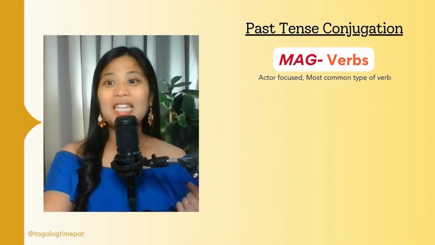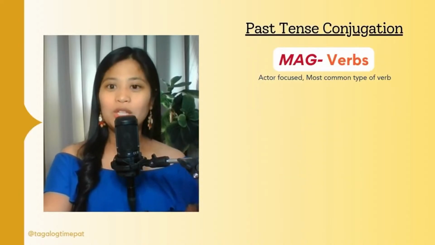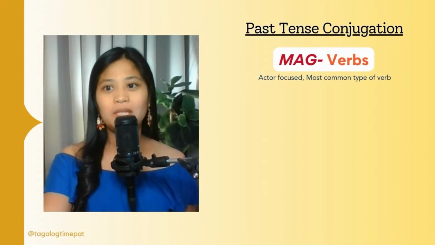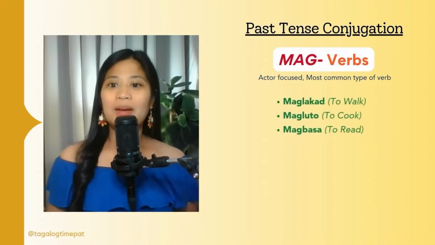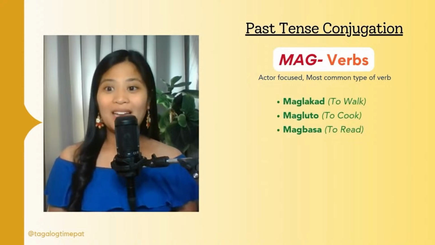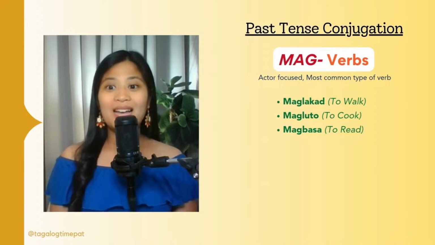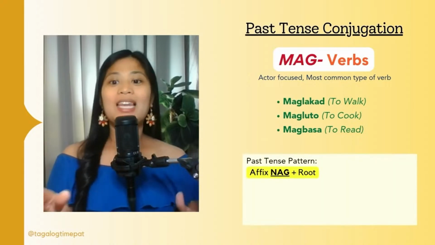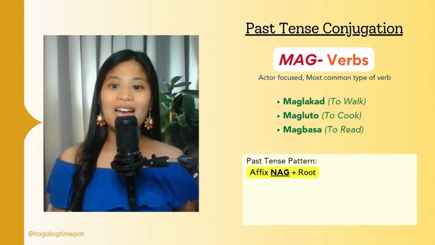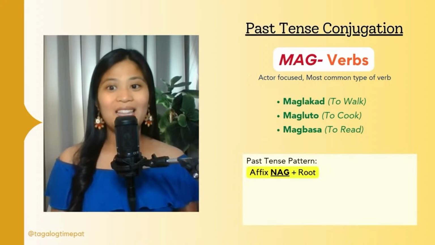So let's start with the mag verbs. These are usually actor-focused, and they are the most common type of verb in Tagalog. Some examples are maglakad, to walk, magluto, to cook, magbasa, to read. Now, in the past tense, you have to add the affix nag in the beginning.